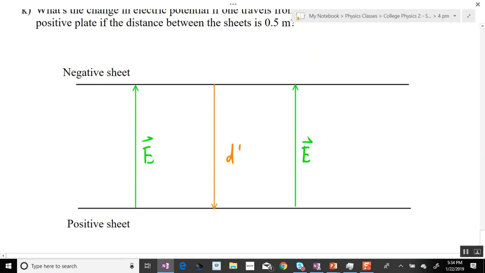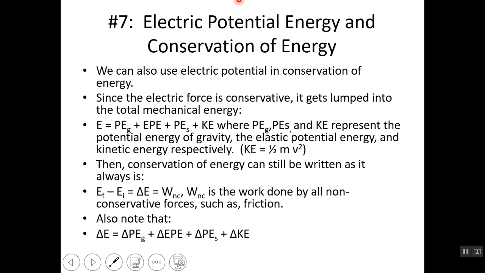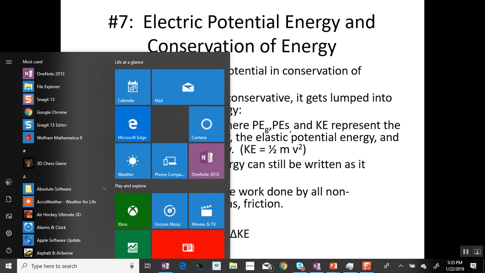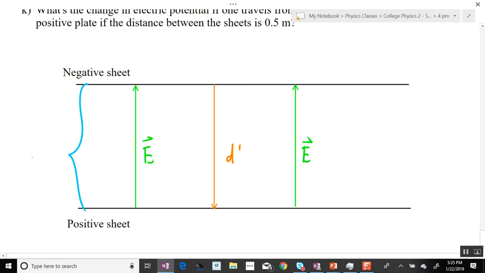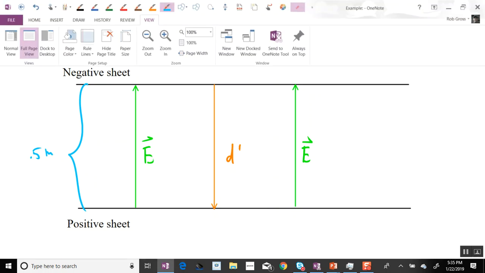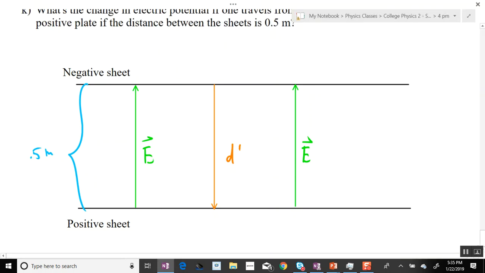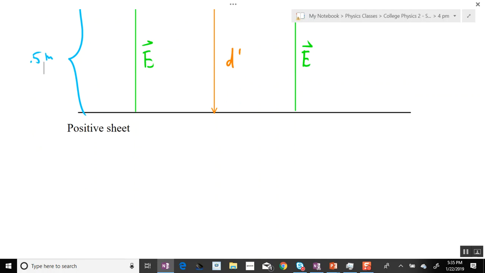So this is, I'm going to call it D prime because we used D as the other variable for the first few parts. So this D prime is obviously 0.5 meters. So it's not a trick question. It's basically what we did before, right? So if you go from the negative sheet to the positive sheet, what's your delta V? Is it plus ED or is it minus ED, if you go towards the positive sheet? Positive. So your delta V would be plus E D prime, right?